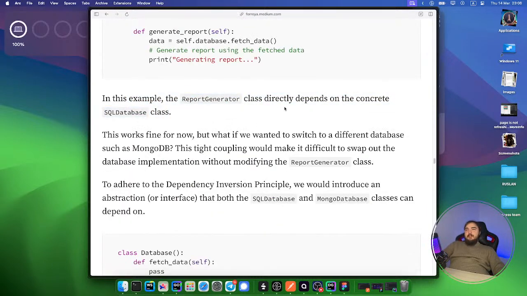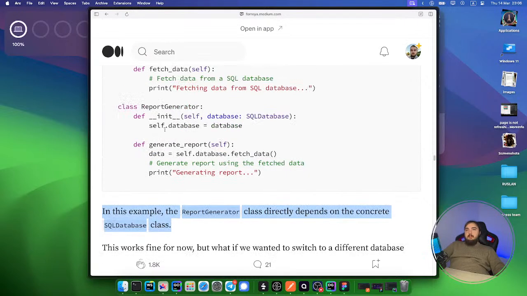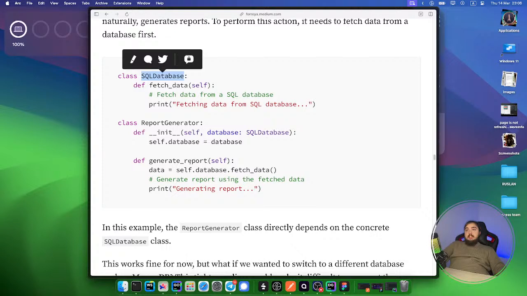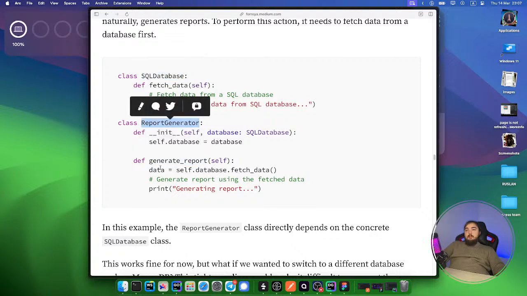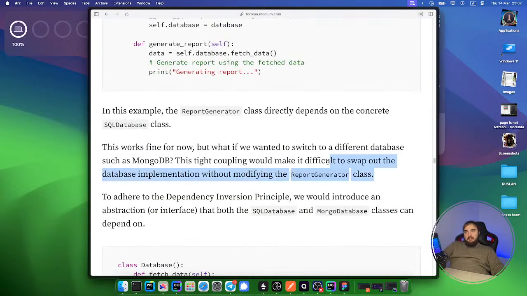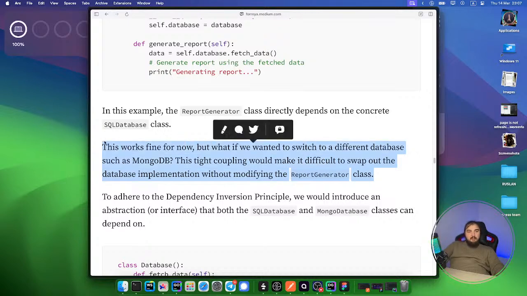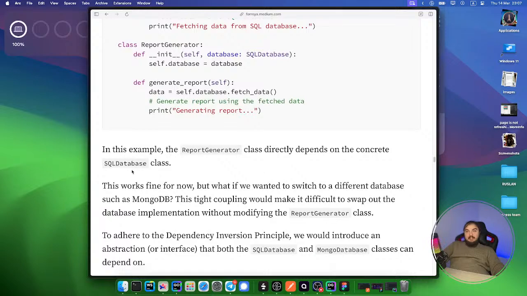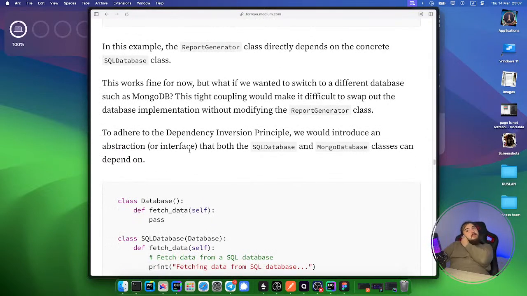In this example, the report generator class directly depends on the concrete SQL database class. But what if you wanted to switch to a different database such as MongoDB? This tight coupling would make it difficult to swap. As an example, it's super bad. It will almost never happen. And if it happens, it's not the biggest deal you need to deal with, because it will lead to a lot more problems.